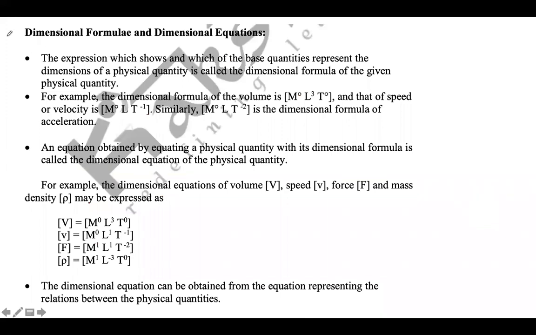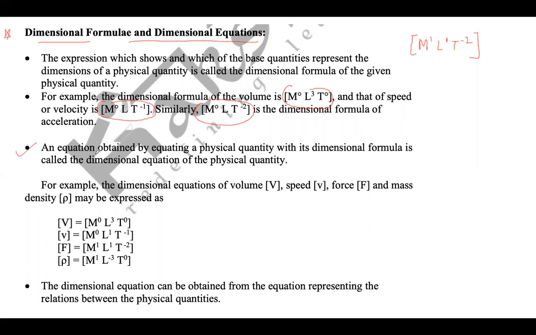Now, dimensional formula and dimensional equation. The expression which shows which of the base quantities represent the dimension of a physical quantity is called the dimensional formula. So the dimensional formula of force is m1 L1 T minus 2. For example, the dimensional formula of volume is m0 L3 T0, that of speed is m0 L1 T minus 1, and that of acceleration is m0 L1 T minus 2. So these are known as dimensional formulas.